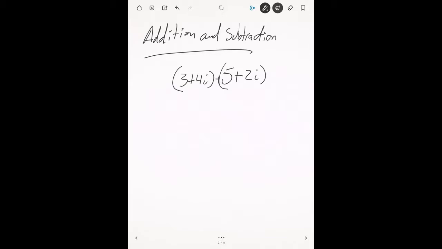Okay, so when we're talking about complex numbers and adding them together, we want to come up with a new complex number. So how do we do that? Well, a lot of people find this pretty obvious, but we're going to take a couple steps to justify our answers. I don't really need to have the parentheses here, because this is all just addition. So I have 3 plus 4i plus 5 plus 2i.